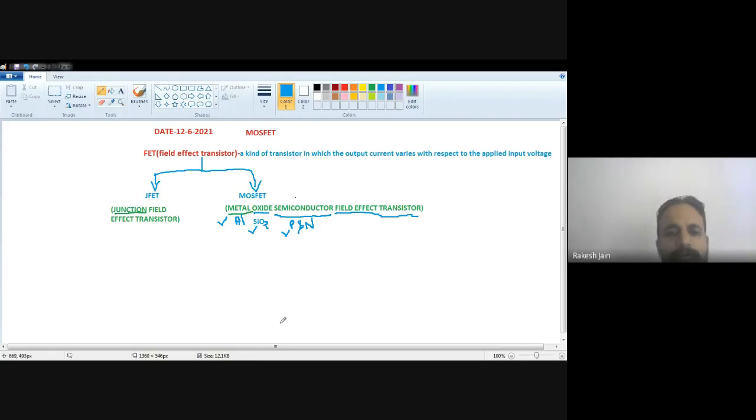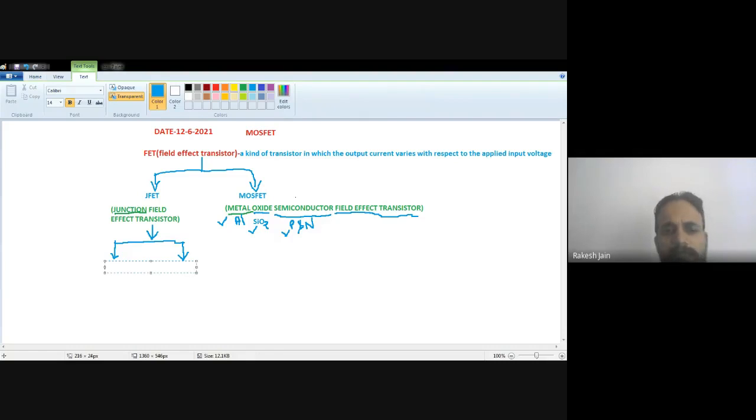Now we are going to see how many types of FET. The JFET is further classified as N channel JFET and P channel JFET. There are two kinds of JFET: one is the N channel JFET and the second one is the P channel JFET. So there are two kinds of field effect transistor.